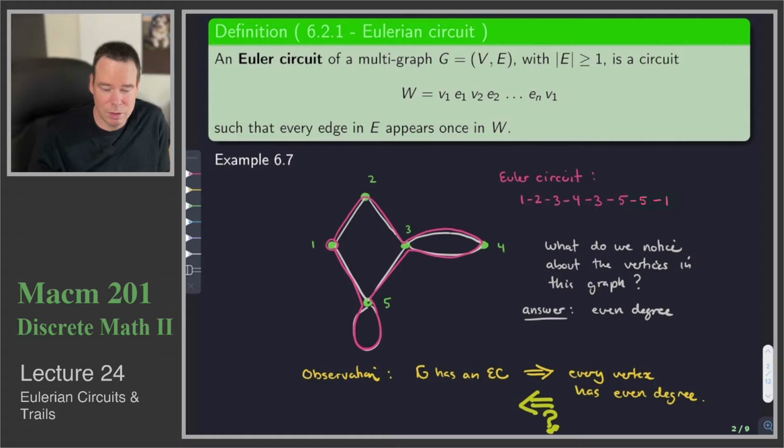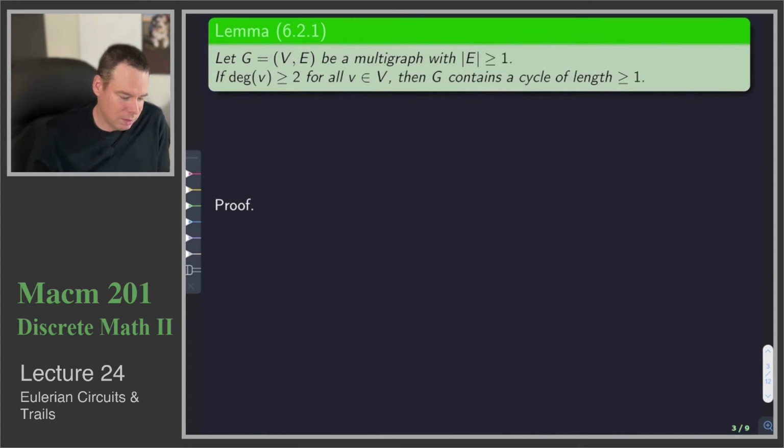Be really nice if it did, because that would be a really simple check for whether a graph has an Euler circuit or not. We just have to look at the degrees of all the vertices, see if they're all even. It turns out that that exactly is the case, that a graph has an Euler circuit if and only if every vertex has even degree. And in order to get to that result, we're going to have to prove a lemma first. So we're going to prove this lemma, and then we're going to prove the main theorem of this lecture, which is Euler's theorem, which says that an Euler circuit exists if and only if every vertex has even degree.